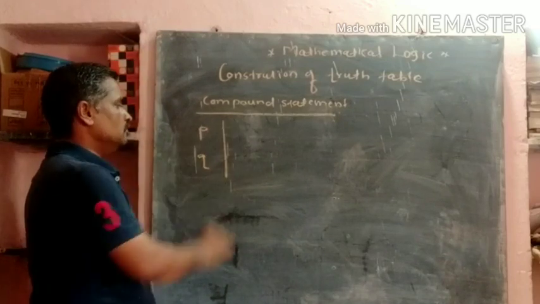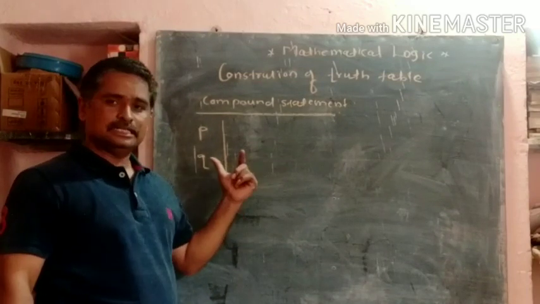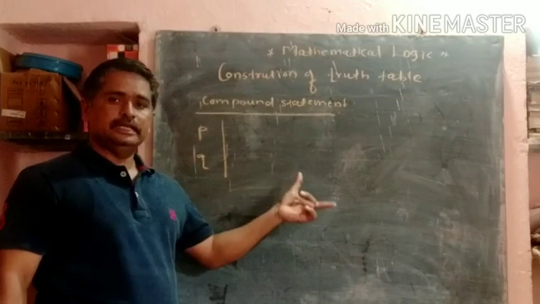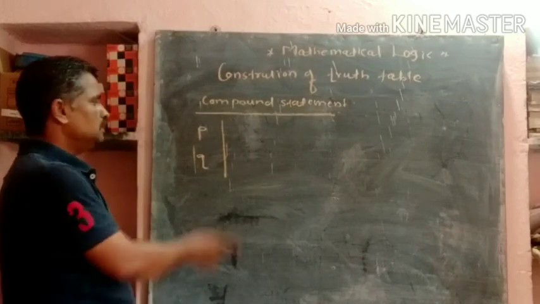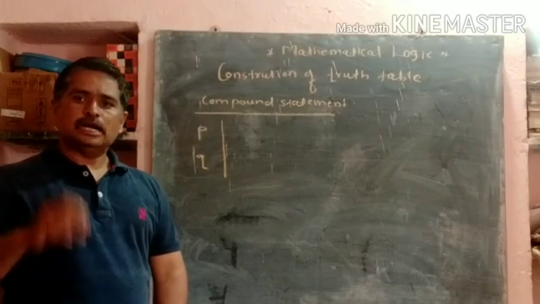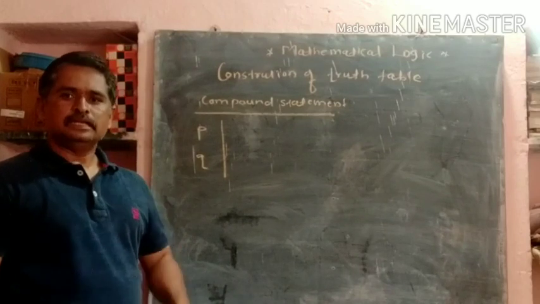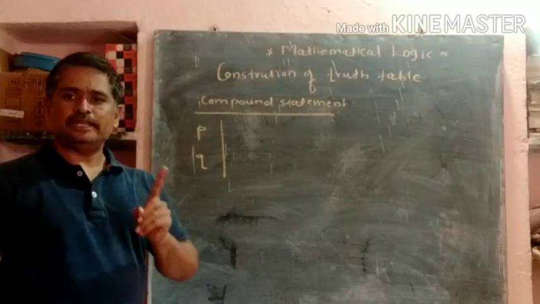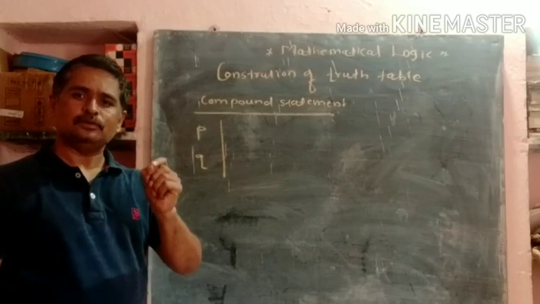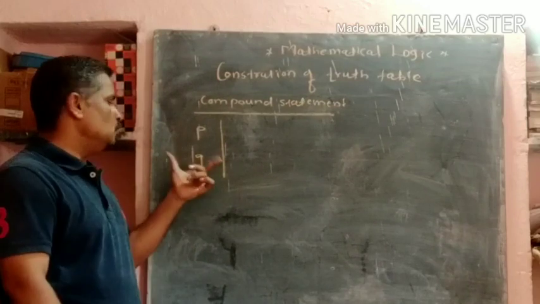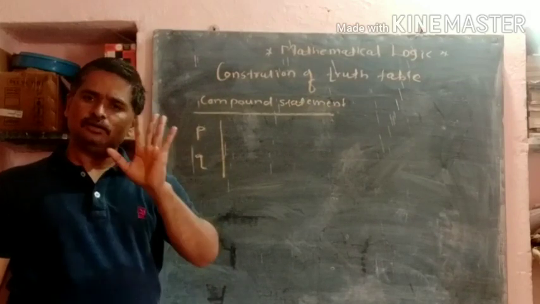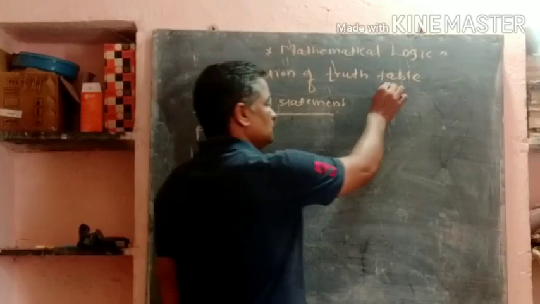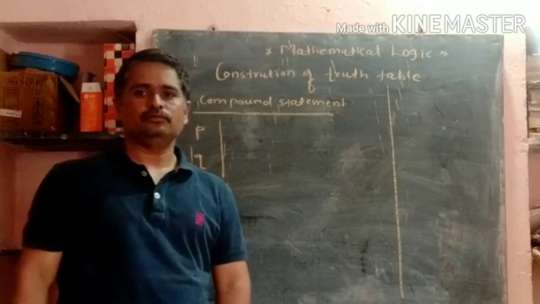In this topic, 'and' is called a conjunction, 'or' a disjunction, 'if then' an implication, and 'if and only if' a double implication. Now consider P and Q are any statements, which means each has some truth value. P has some truth value, true or false, and Q has some truth value, true or false.